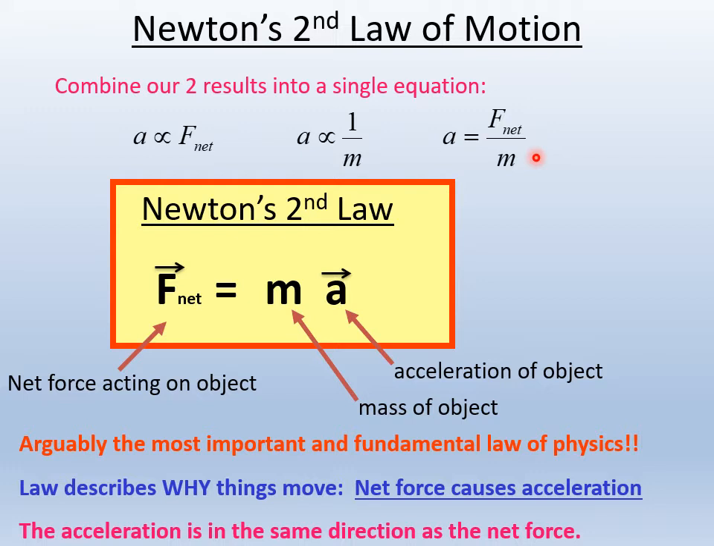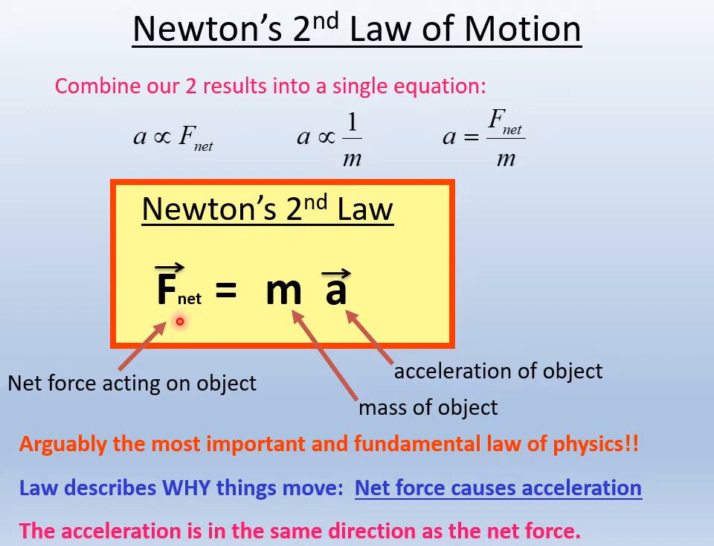Newton's second law is usually written without the fraction here. To eliminate the fraction, we can just multiply both sides of this equation by m to get rid of the m down here. And this is the way that Newton's law is almost always written. It's written as F net equals ma. F equals ma. So notice that this is the net force acting on the object.